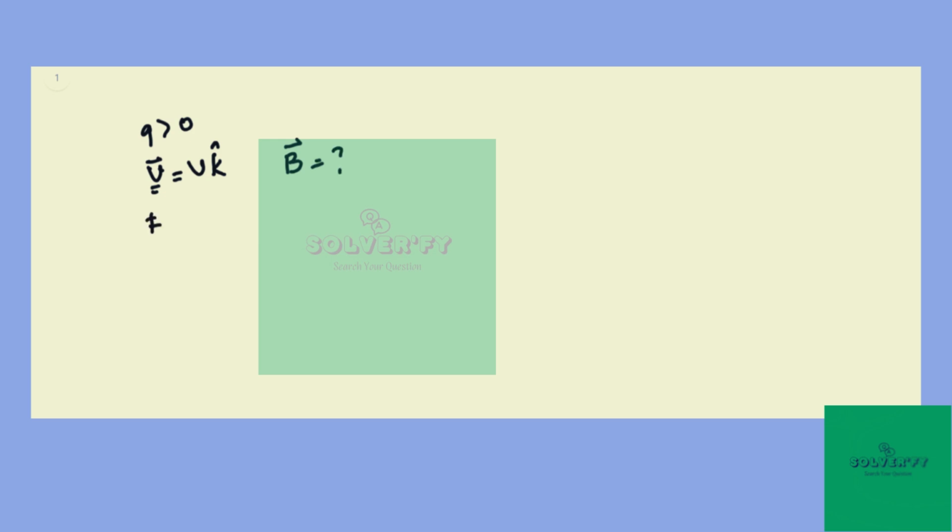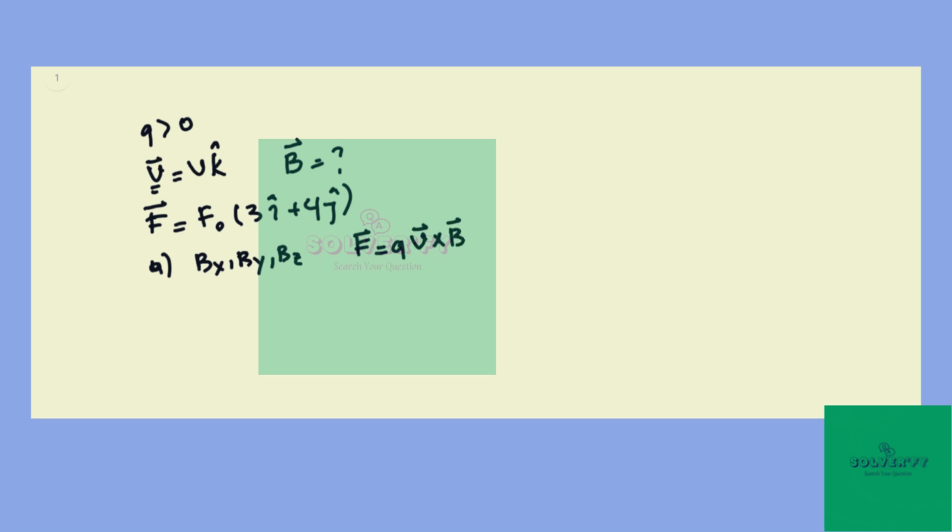The magnetic force acting on this particle is given to us as F naught, a positive constant, times 3i hat plus 4j hat. Now, in part A, we're trying to determine the components Bx, By, and Bz. To do that, we go to the definition of the magnetic force for a point charge Q with velocity vector, cross product, the magnetic field vector.